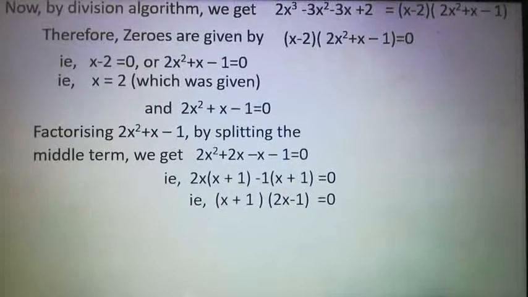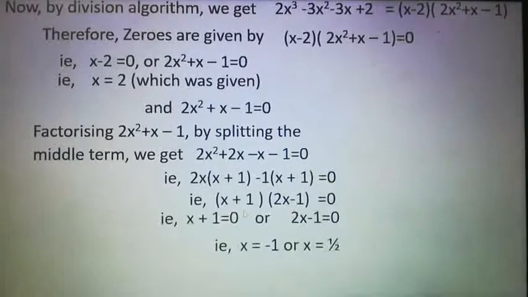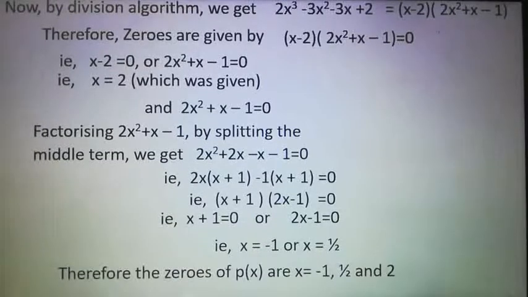So here also two numbers' product is 0. That means each one can be equal to 0. So x plus 1 is equal to 0 or 2x minus 1 is equal to 0. X plus 1 is equal to 0 means x is equal to negative 1, or x is equal to positive 1 by 2. So the three zeros of the given polynomial are negative 1, 1 by 2 and 2. 2 was already given to you. Okay, so this is how you find the zeros of higher order polynomials.